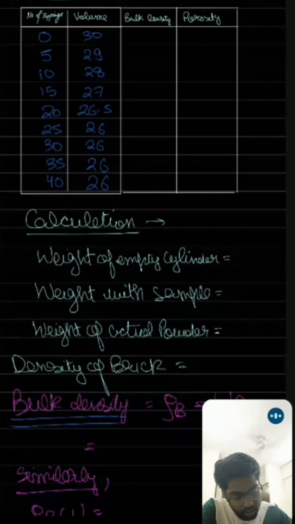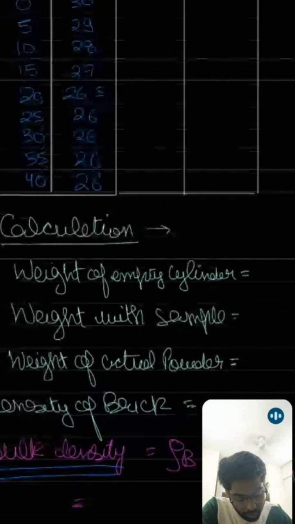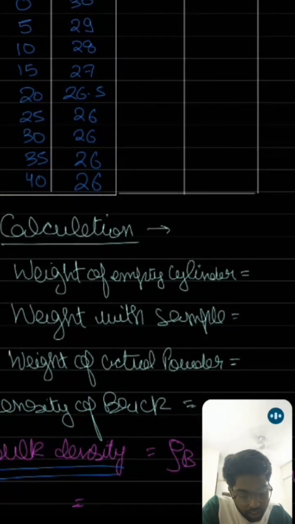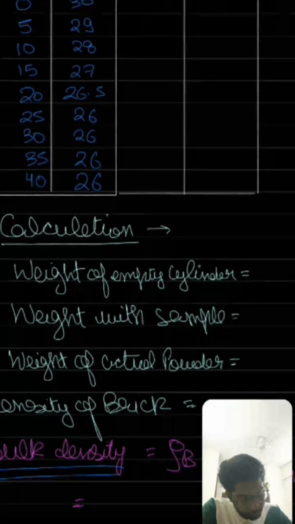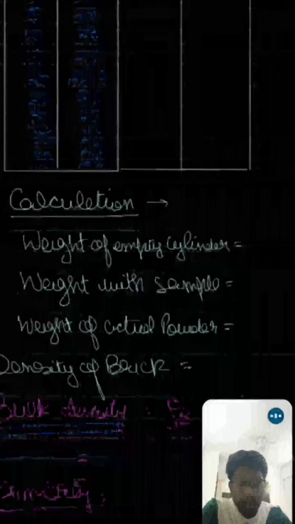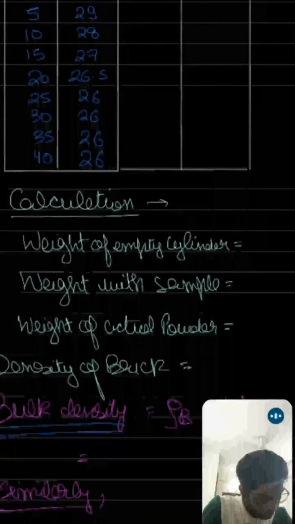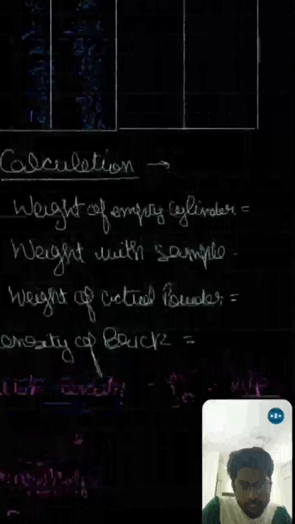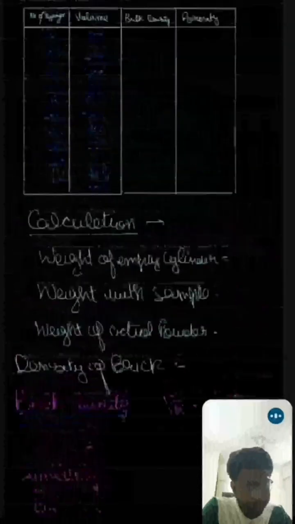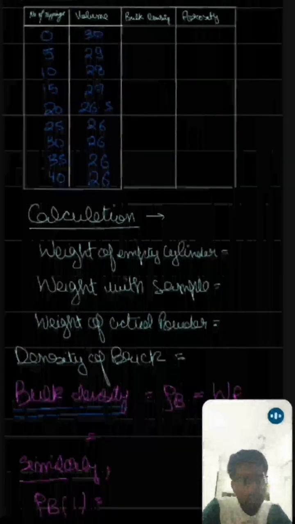As we have seen, after zero tapping, their volume is 30, and after five intervals of tappings, we observe that the volume becomes constant. That is 26. So finally, we will find out the bulk density, and similarly we will find the tap density, true density and porosity for each of the given readings.